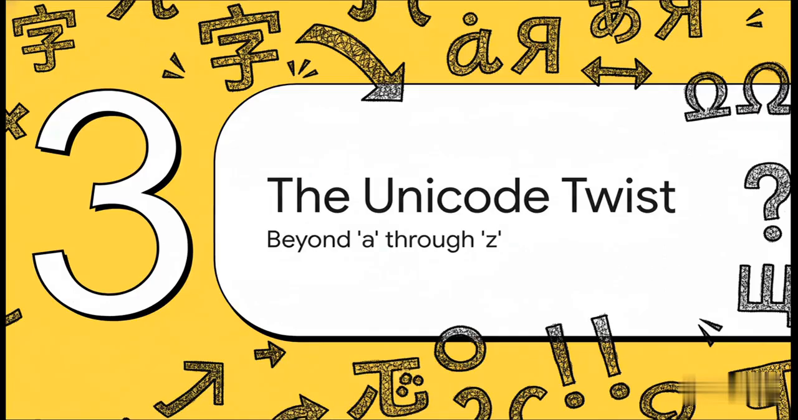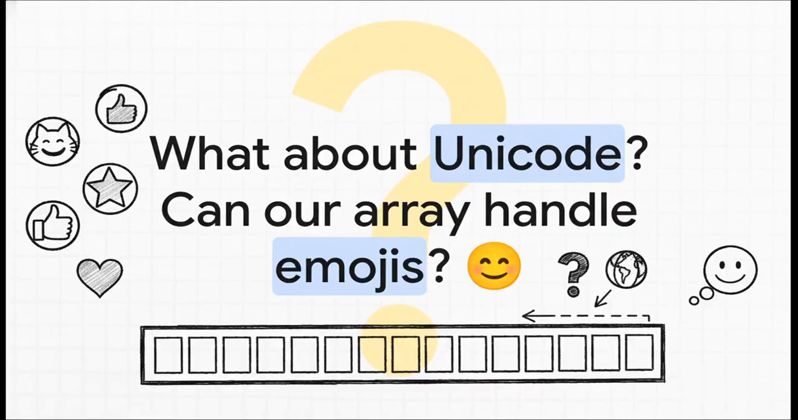Okay, so our solution is looking pretty solid, right? Fast, efficient, but now, for the twist. A great interviewer will always ask a follow-up question to test the limits of your solution. What happens when we're not just dealing with simple lowercase English letters? For example, what happens if our strings have Unicode characters, like emojis or letters from other languages? Our solution, with its neat little 26-slot array for the English alphabet, would just, well, it would completely break. It has no idea what to do with a smiley face.